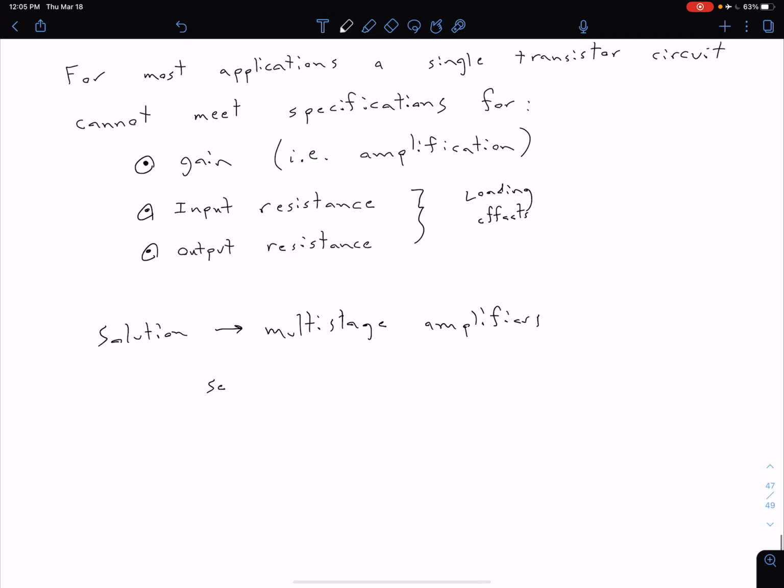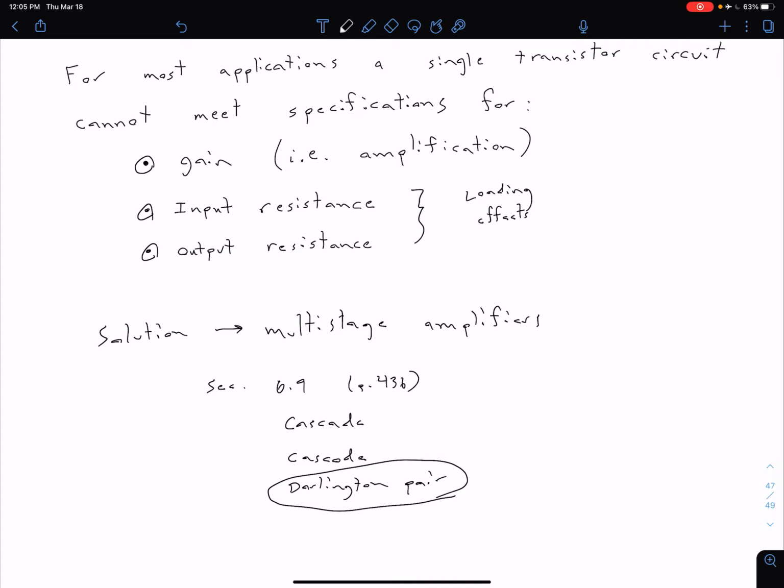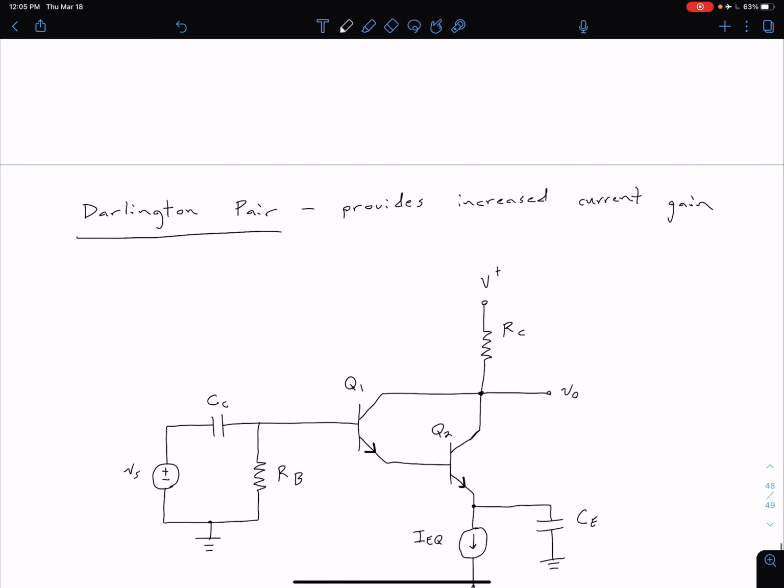In the textbook, we're not going to go over it in detail, but section 6.9, which is on page 436 in the textbook, talks about a few different connection types that we can use. We can have cascade connection types, cascode connection types, and something called a Darlington pair. I want to briefly mention and look at this Darlington pair, just because I think it's important that you are at least aware of it and the basic structure. So let's do that real briefly.